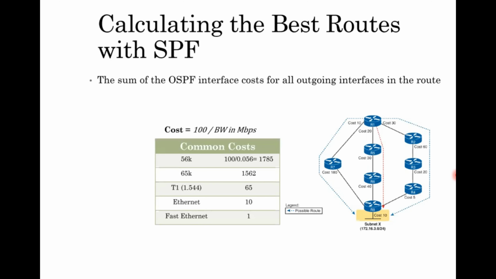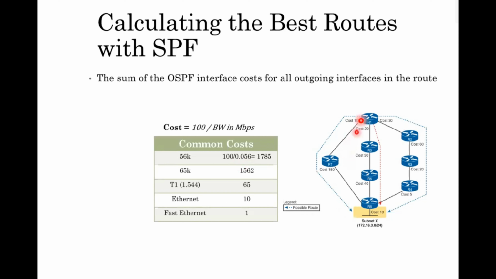So how do we calculate the routing path in OSPF? OSPF calculates the cost. Cost equals 100 divided by bandwidth. So this is the formula. If it is a 56 Kbps link, you divide 100 by that link bandwidth and get a cost like 1785. Then for 64 Kbps, you can see the cost is very high, 1562. A T1 link cost is 65, Ethernet is 10, and Fast Ethernet is 1. In this way, OSPF calculates the cost.